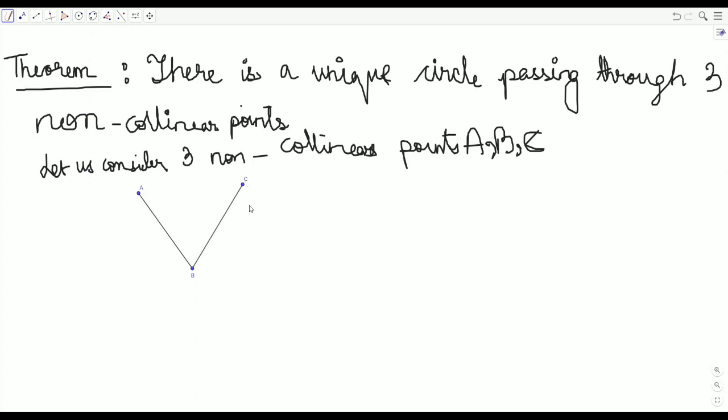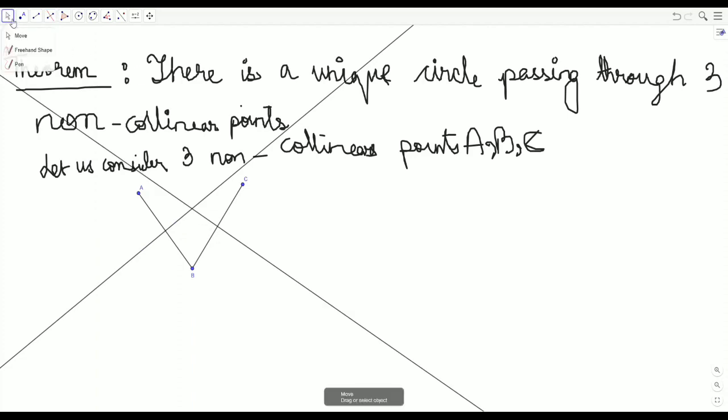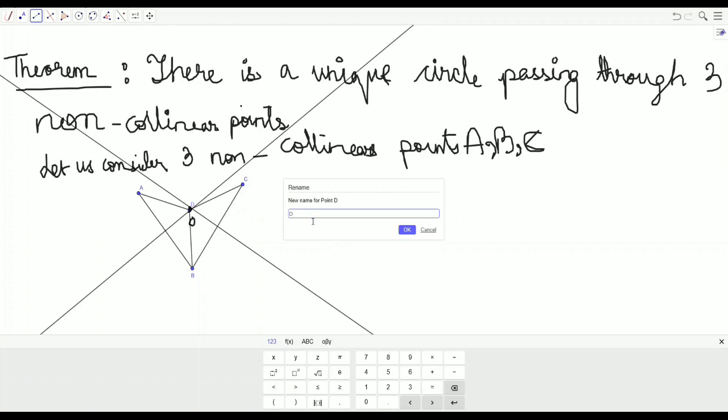we will draw the perpendicular bisectors of AB and BC, and the point joining those perpendicular bisectors will basically be the center. Why? We will just show. We'll draw the perpendicular bisector of this line and the perpendicular bisector of this line, so basically this point is the center of the circle. Why center? Just see this. If we join OA, OB, and OC, let's rename it, let's say this is the point O.